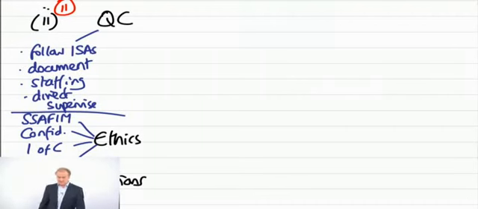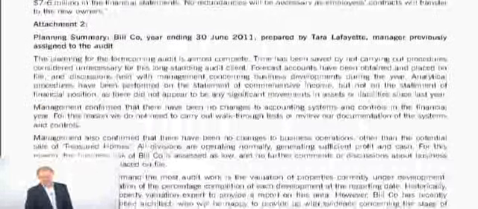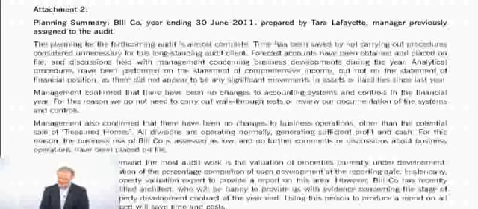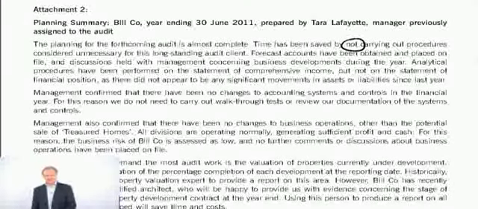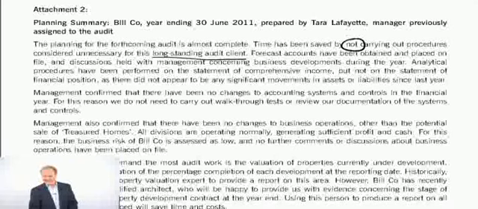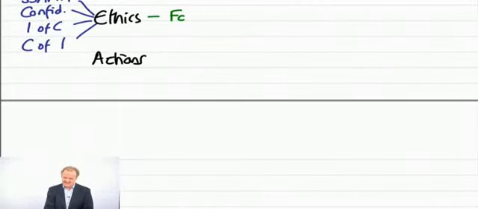11 marks, so quite a lot to do here. So let's go straight back to the question and go find attachment 2. There it is. Planning for the forthcoming audit is almost complete. Time has been saved by not carrying out procedures considered unnecessary for this long-standing audit client. I don't like the sound of that. Because if you're not doing something because a client is long-standing, aren't you effectively saying, ethics, there's a familiarity threat?